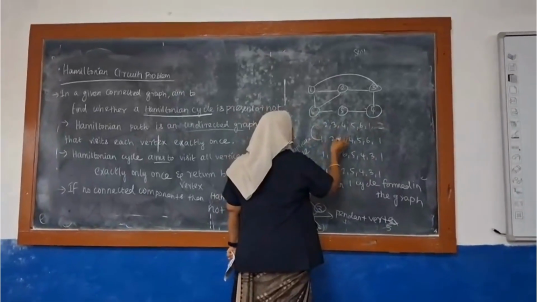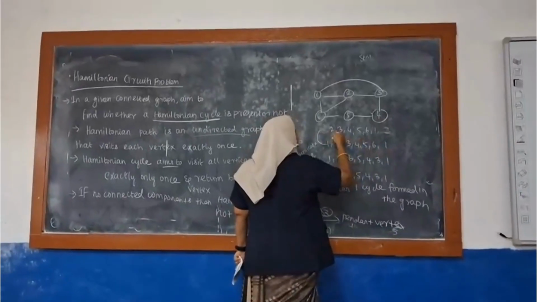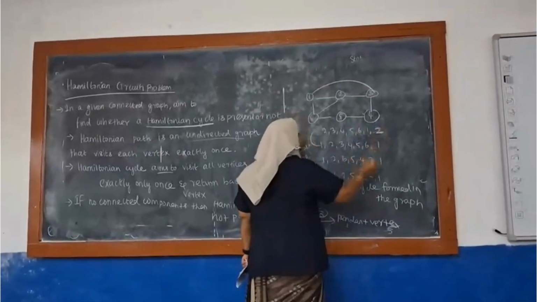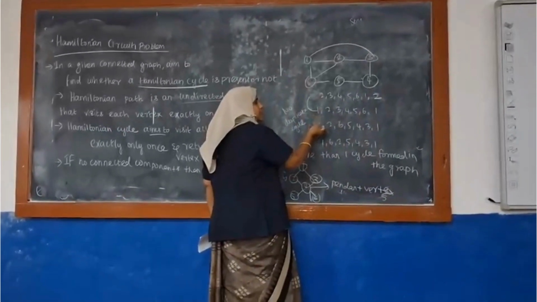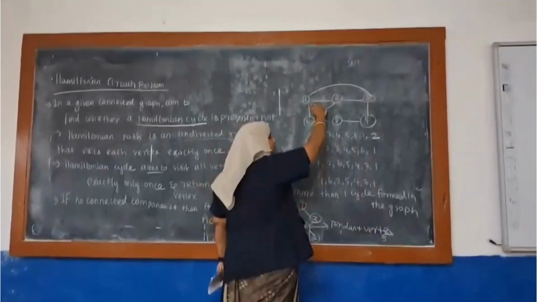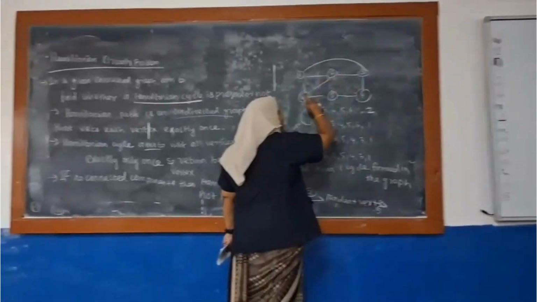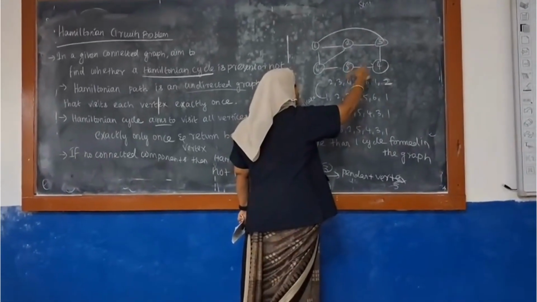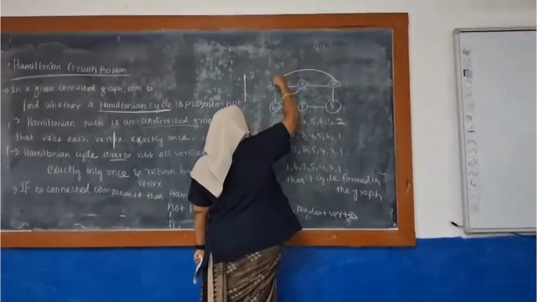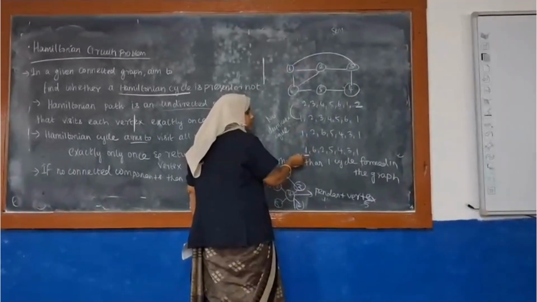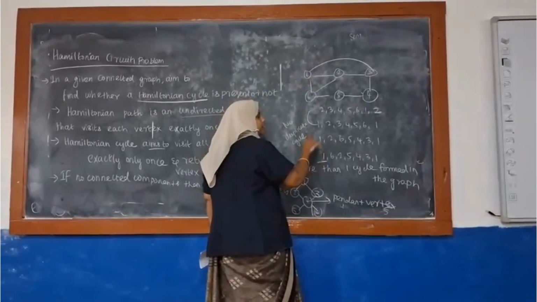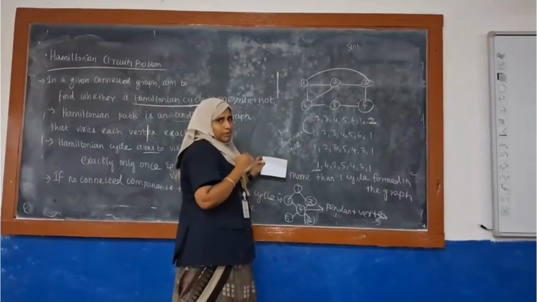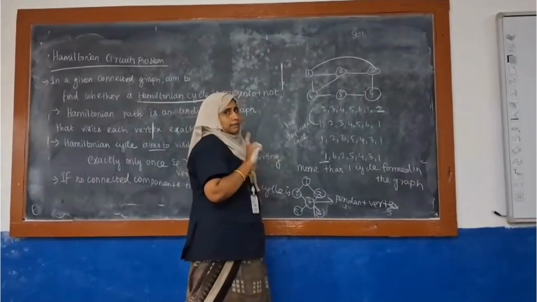The next possibility is 2, 3, 4, 5, 6, 1, 2. And the next possibility is 1, 2, 6, and then 5, 5 to 4, 4 to 3, and 3 to 1. So this is one possibility, and this is the third possibility, then the fourth possibility. Listen here, we will have 4 Hamiltonian cycles, but here there will be duplicates.